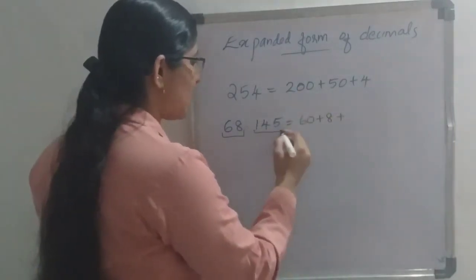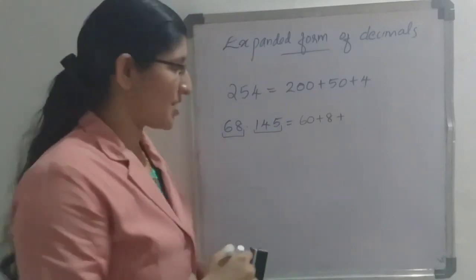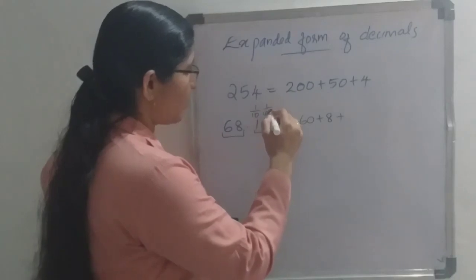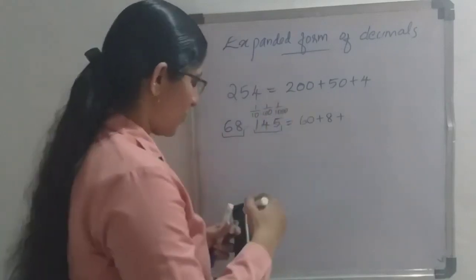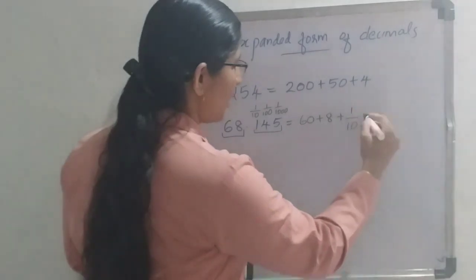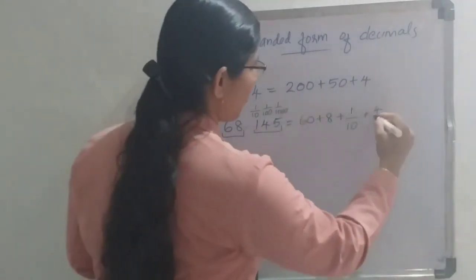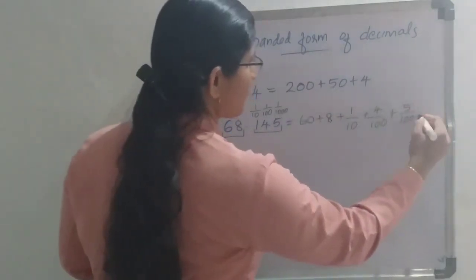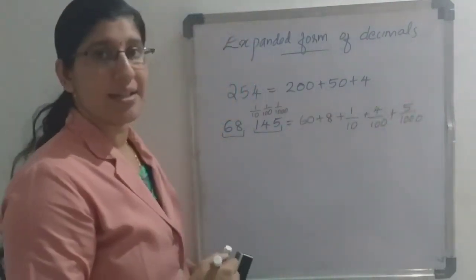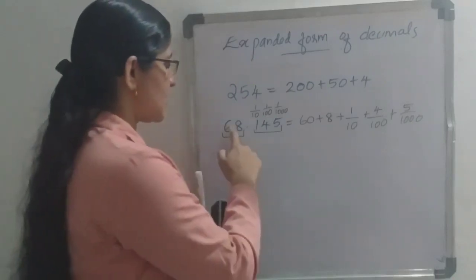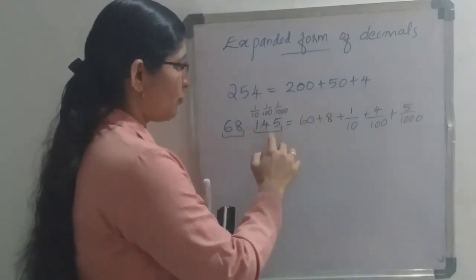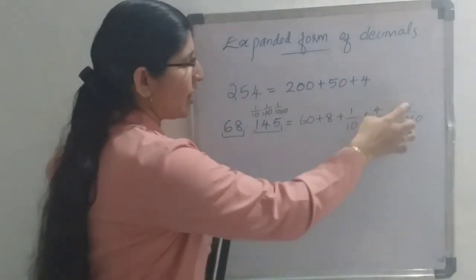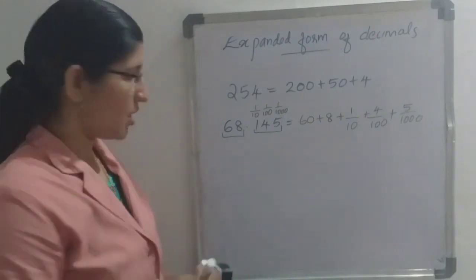Then after the decimal point, we need to write it as fractions. We already know the place values. It is 1 by 10. It is 1 by 100. This is 1 by 1000. So how will you write it? 1 by 10, 4 by 100 plus 5 by 1000. So this is the method of writing the expanded form of decimals. 60 plus 8, 1 by 10, 4 by 100, 5 by 1000. That is 1 out of 10, 4 out of 100, 5 out of thousands. Clear?